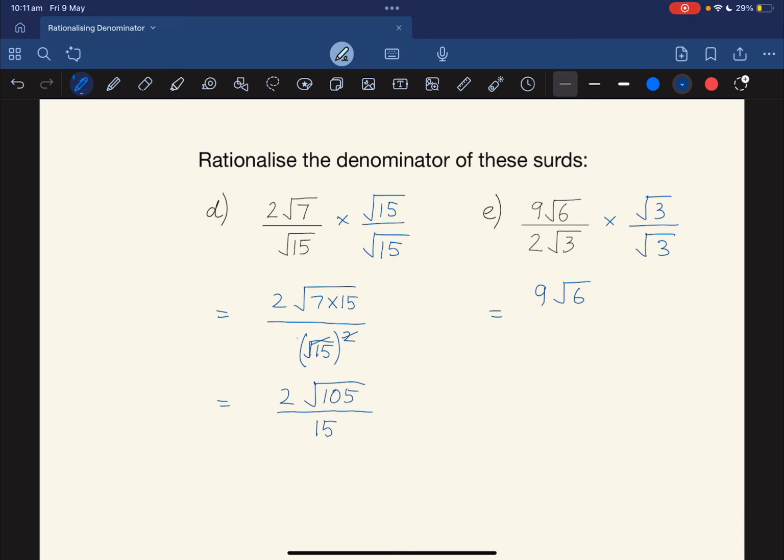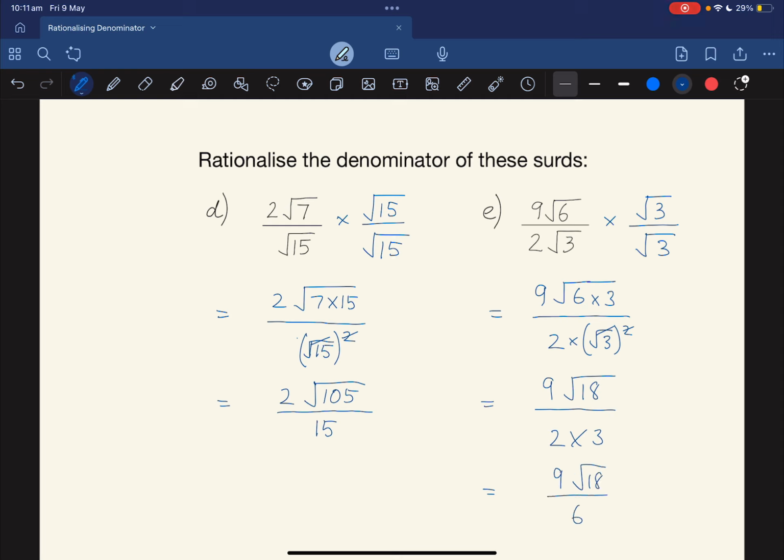9 root 6 times 3. See how I've grouped them under the same denominator? And then we've got 2 times root 3 squared. 9 root 18 over 2 times 3. 9 root 18 over 6.